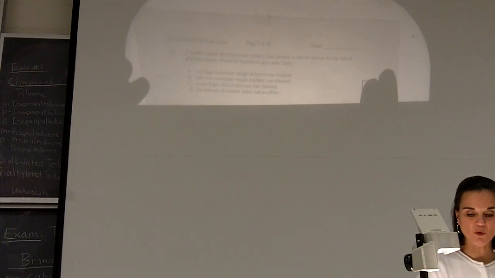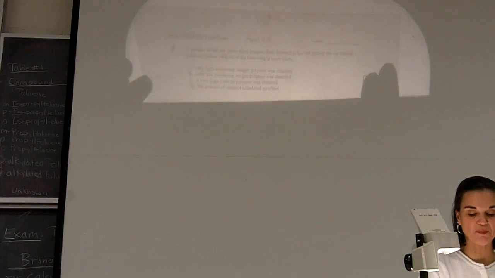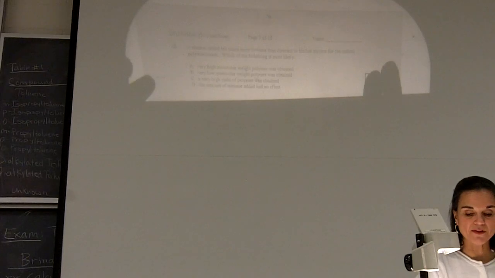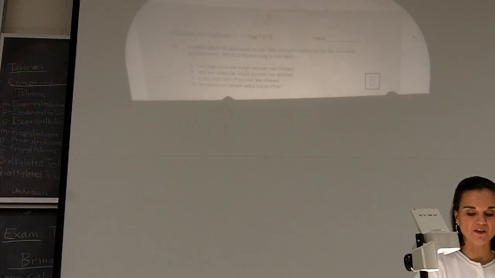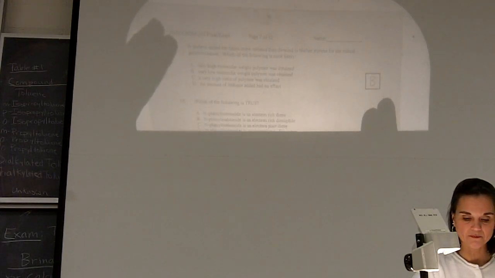A student added 10 times more initiator than directed to his or her styrene for the radical polymerization of their styrene. Which of the following is most likely? A very high molecular weight polymer was obtained. No. A very low molecular weight polymer was obtained. Yes. A high yield polymer was obtained. That's not going to happen. And the amount of initiator had no effect. That's not true either. So the answer is B.